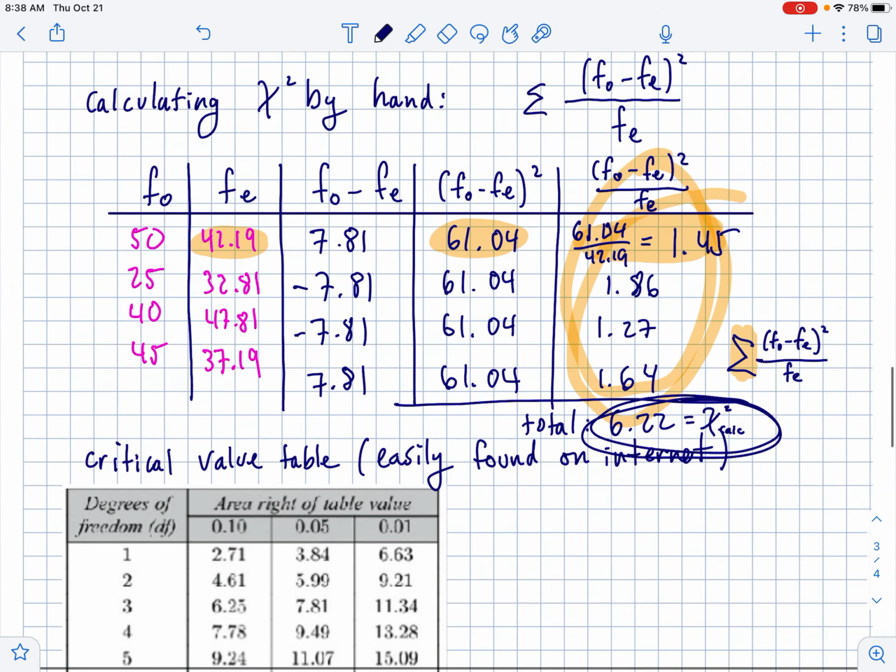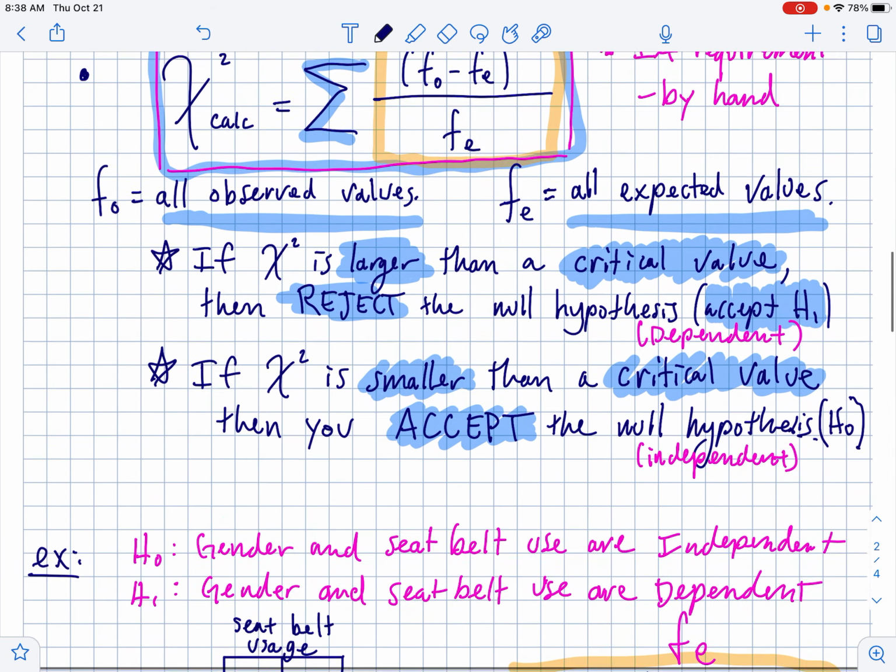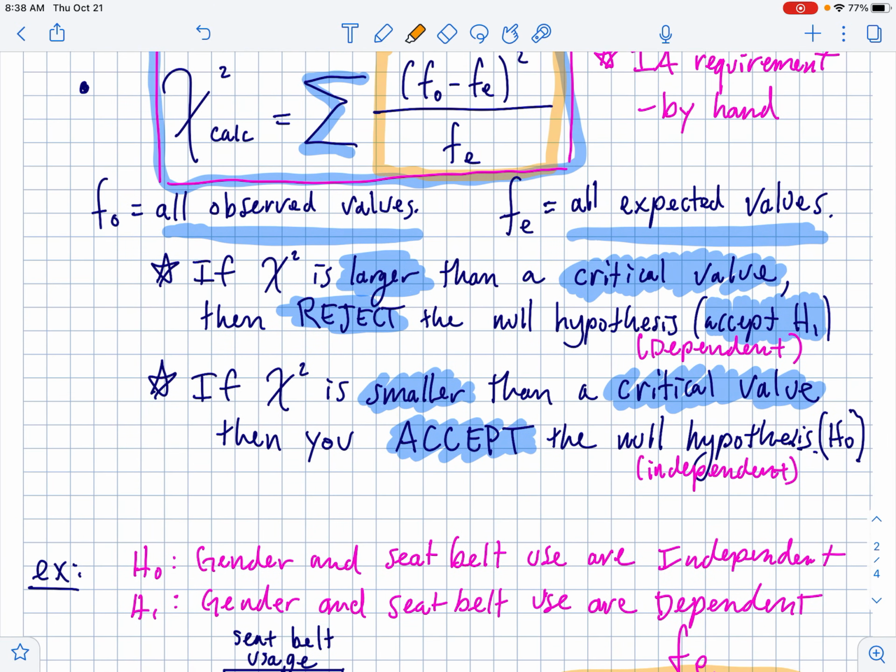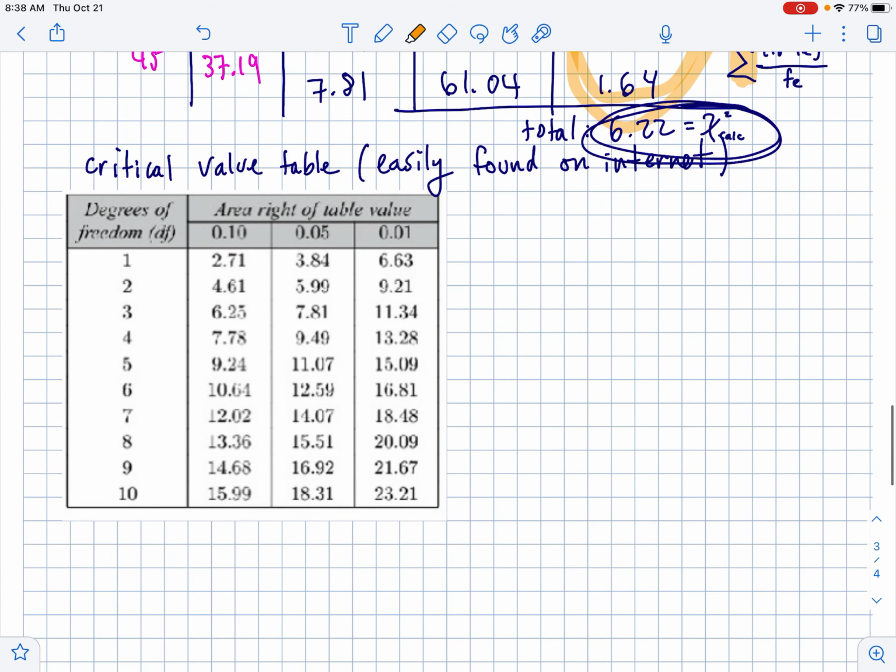Then to decide whether or not seatbelt and gender are independent or dependent of each other, you need to compare that chi-squared with a critical value. So if I scroll back up here, this area says that if chi-squared is larger than the critical value, then you reject the null and say that they're dependent on each other. But if it's smaller than the critical value, you accept the null and say that they're independent of each other.